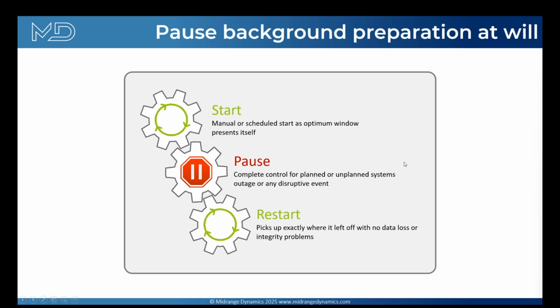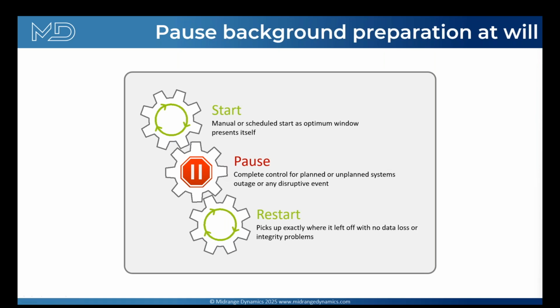All of this background preparation, you can ring fence it. First of all, you can indicate how many processors MD Rapid is allowed to use. So it can take a longer time, but it's not impacting your live applications either through locks or through performance losses.